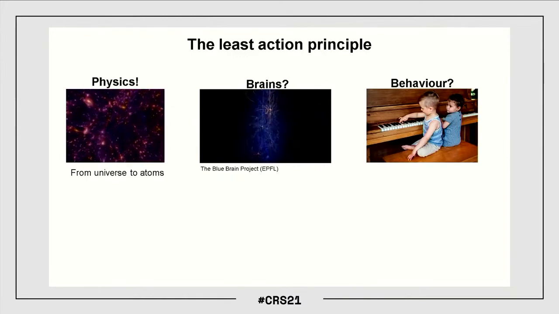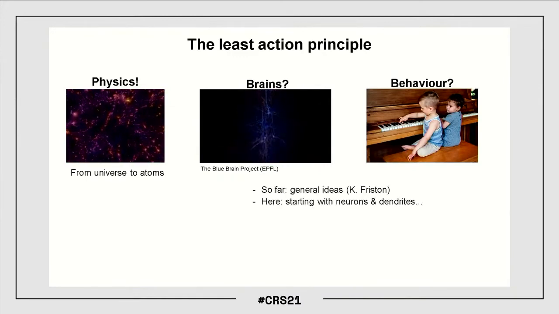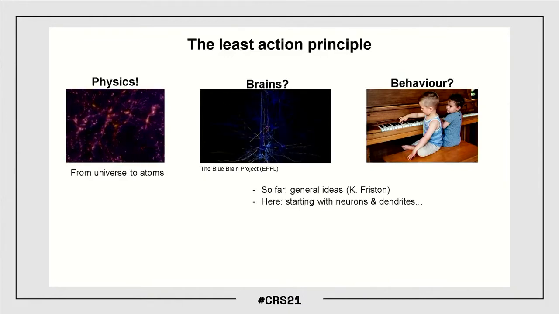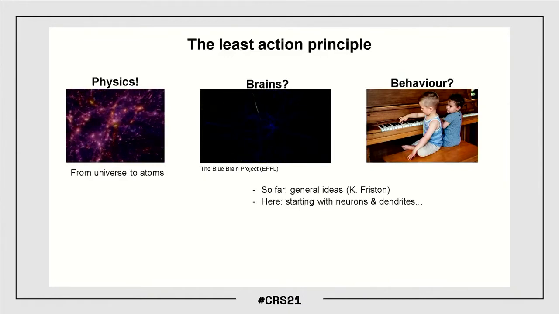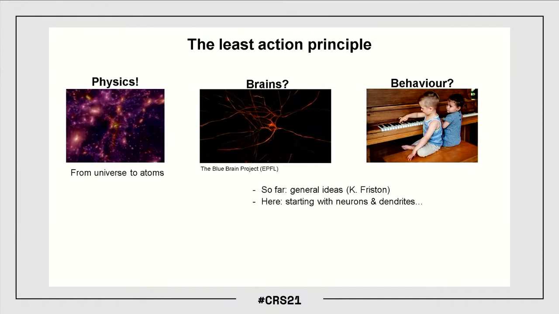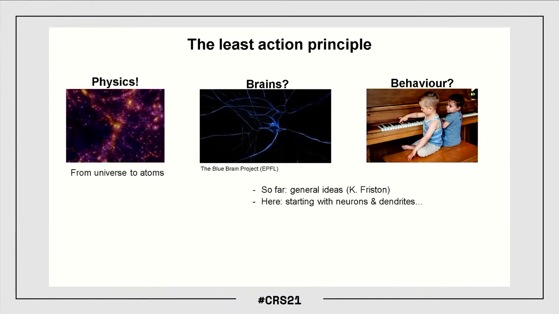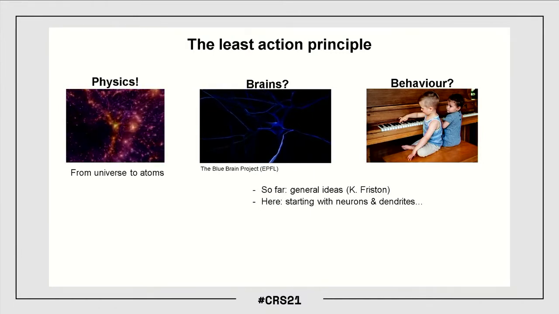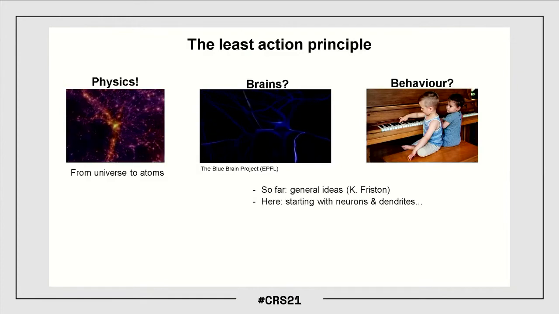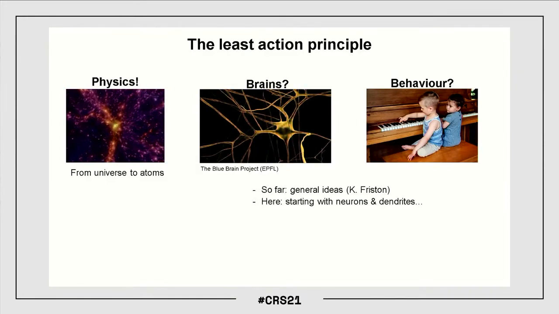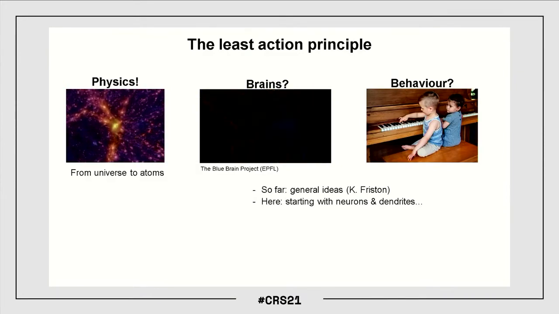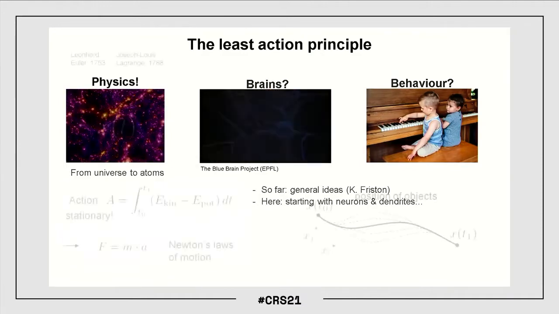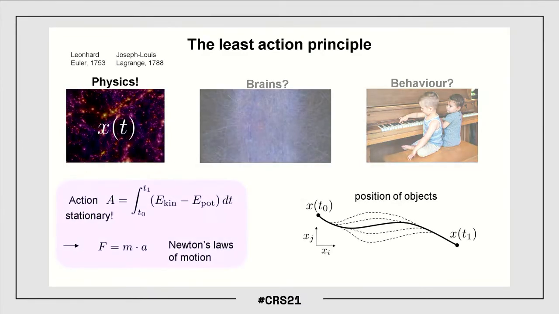And in fact, there is an approach, you may know the general ideas of Carl Friston, who tries to map the ideas of the least action principle to those domains here. And we go along the same ideas, but start small with neurons, dendrites, synapses, and try to map those into the circuitry. But before going to our version, I would like to quickly present you the idea in physics.